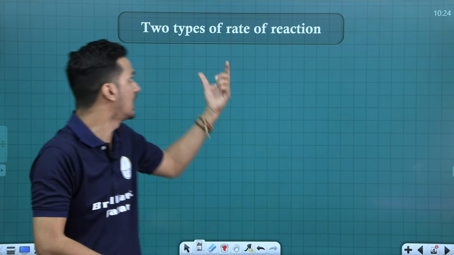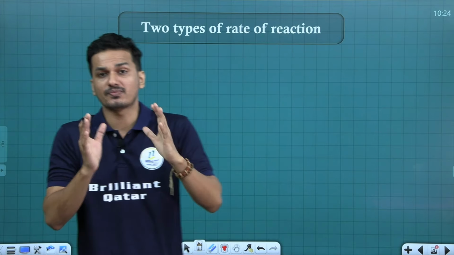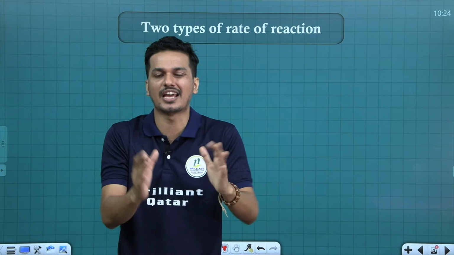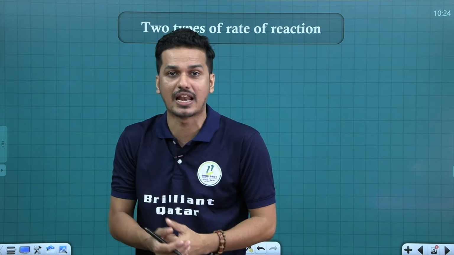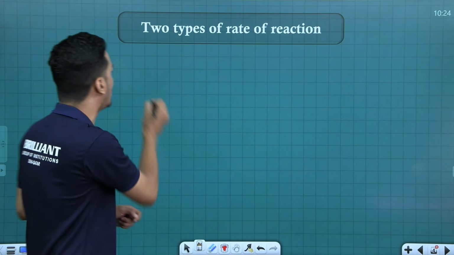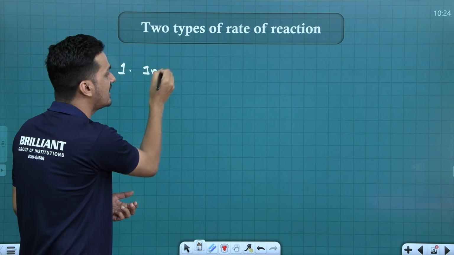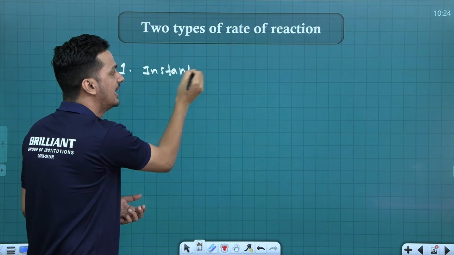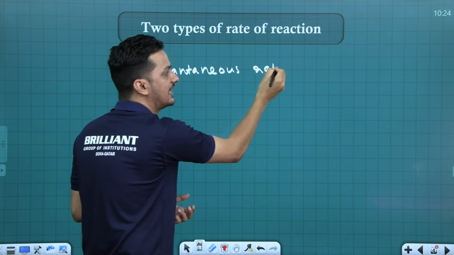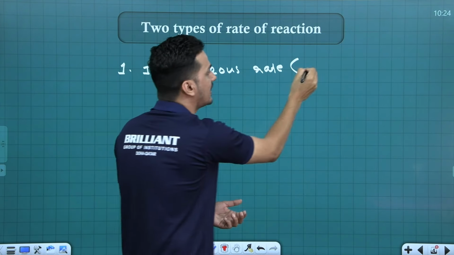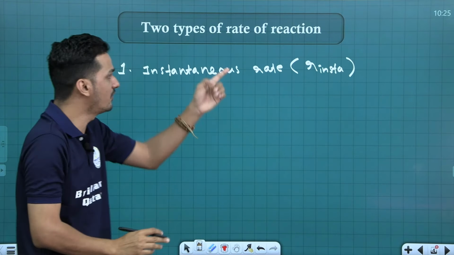That's actually we are going to learn about the two types of rate of reaction. Suppose we are measuring the rate of reaction within a small time interval, then that rate of reaction is called instantaneous rate of reaction. We represent it like R insta.